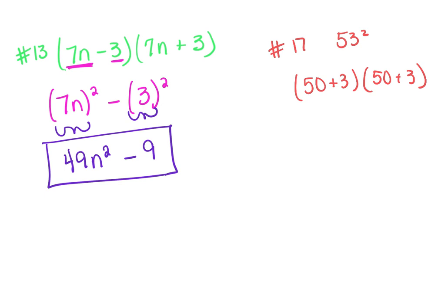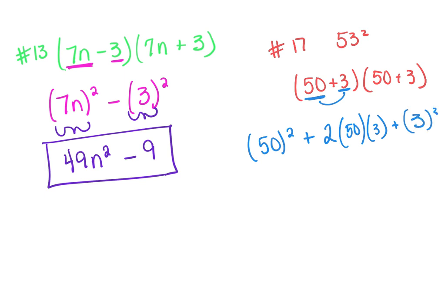This one, we square the first one. The next term is going to be 2 times the product of these, so 50 times 3. And this last one is going to be this one squared. And so when I square 50, I'm going to get 2,500. 2 times 50 is 100, times 3 is 300. And then this is 9.